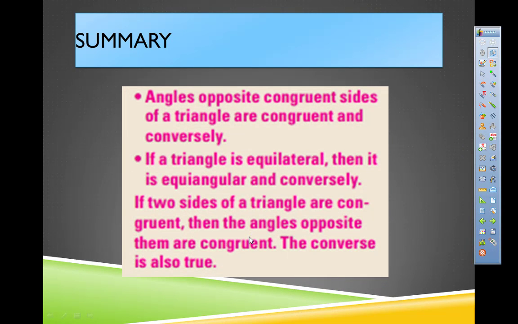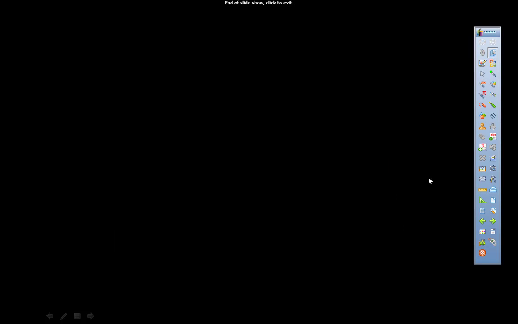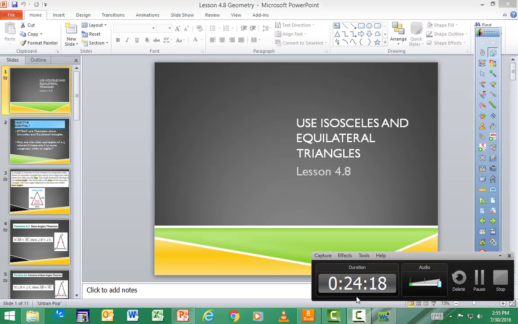Well, so we've seen quite a bit. Angles opposite, equilateral, congruent. If two sides of a triangle are congruent, then the angles opposite them are congruent. The converse is also true. So there's a little bit of a summary and we're done.